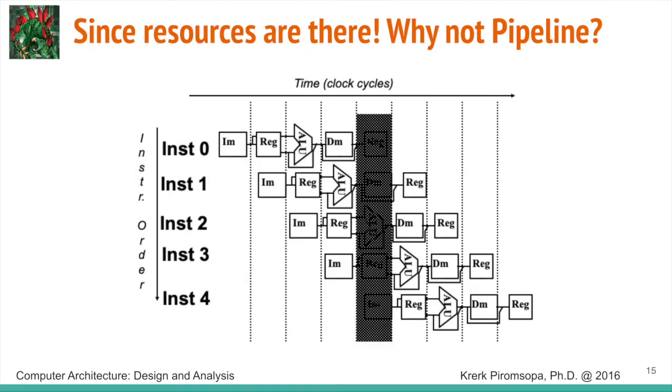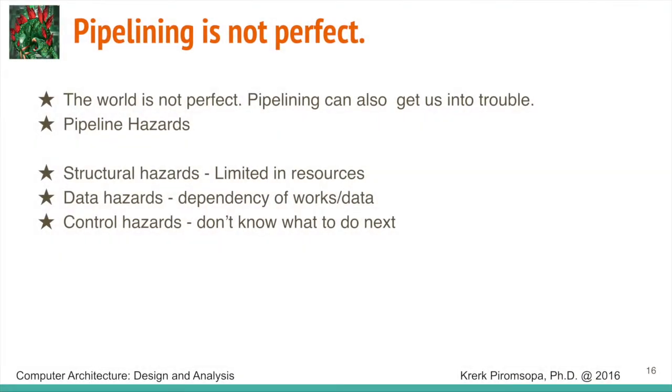Well, given the performance, there is no reason not to use pipeline, right? Because we got all the resource, we just modify the control a little bit. So you can start the instruction right away when you got a free resource available. But wait, pipelining is also not perfect.